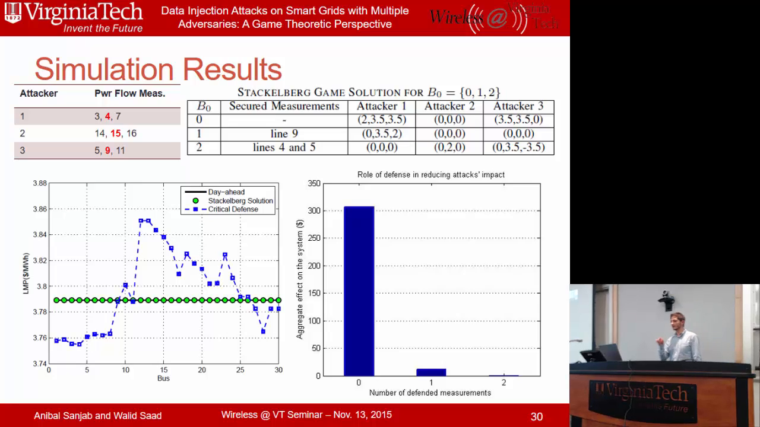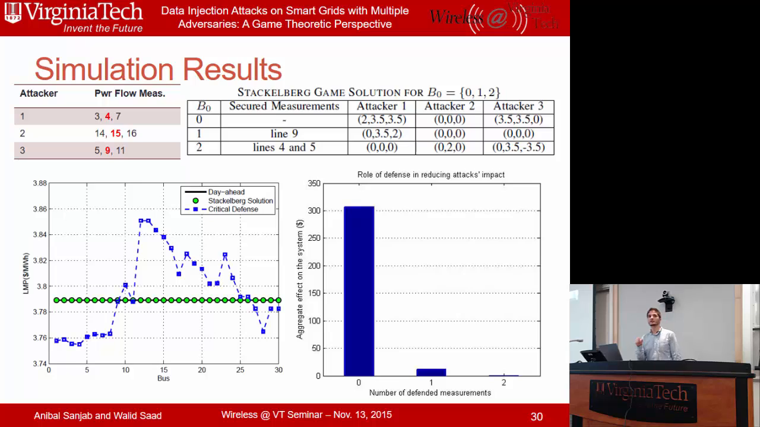As you can see, through only defending one measurement, the aggregate effect of the attacks has dropped significantly, right? Defending 1 out of 9 vulnerable measurements, which is a pretty fair fraction, right? And when you defend 2 measurements, there is no effect on the system at all. When these two measurements are defended, attacker 1 chooses not to attack at all. Attacker 2 and attacker 3 both attack, but their attacks are conflicting and they cancel each other out.